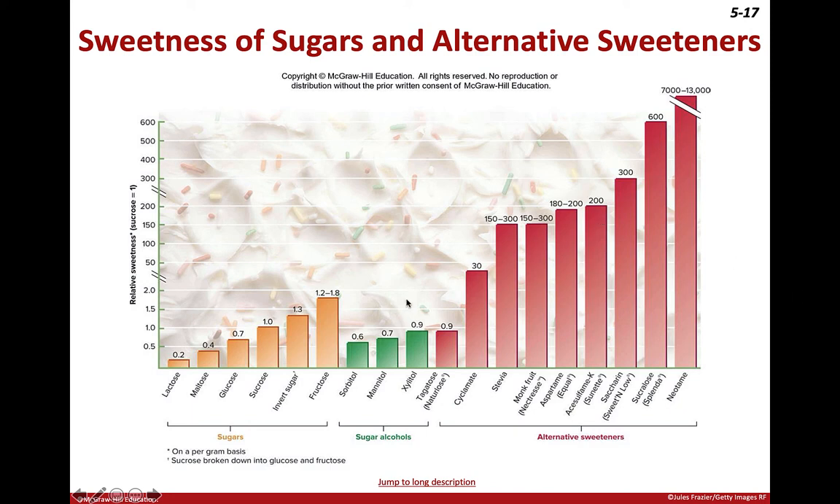One thing that I want to point out here: if we look at the majority of our sugars, they're relatively close in sweetness to sucrose, along with sugar alcohols. They're actually not as sweet. But now, look at the alternative sweeteners. Many of them are significantly higher in sweetness.